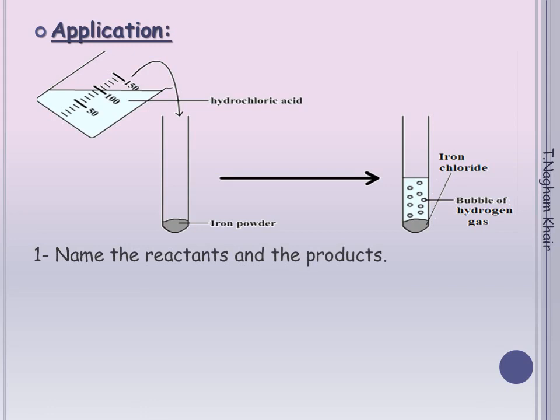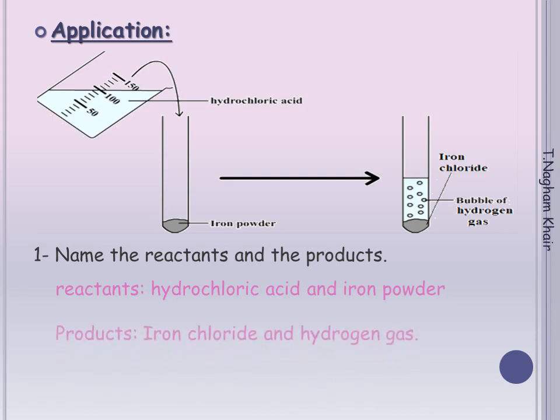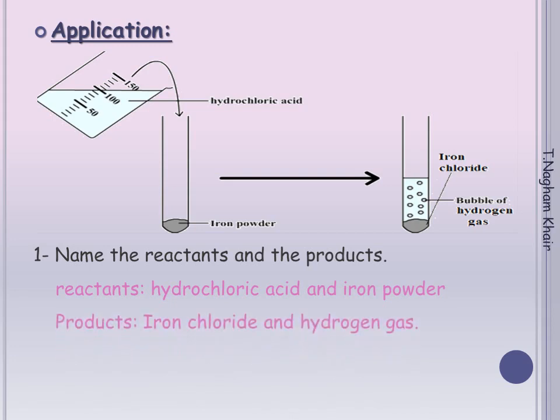Name the reactants and the products. We said the reactants are the substances found at the beginning. So reactants are hydrochloric acid and iron powder. They disappear to produce new substances which are called the products. So products are iron chloride and hydrogen gas.